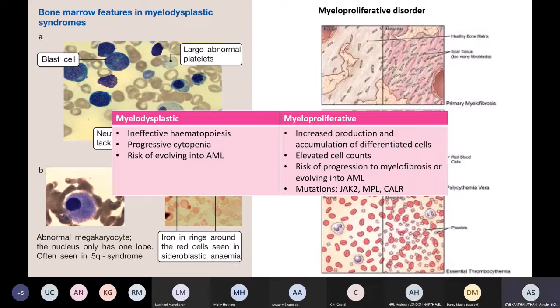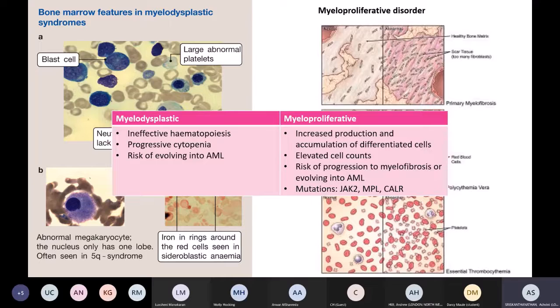Okay, and then myeloproliferative disorders, you have 3 different types, and it can come as a triad as well. So you've got your primary myelofibrosis, your polycythemia vera, and essential thrombocythemia. And I put this table in here just to compare them.